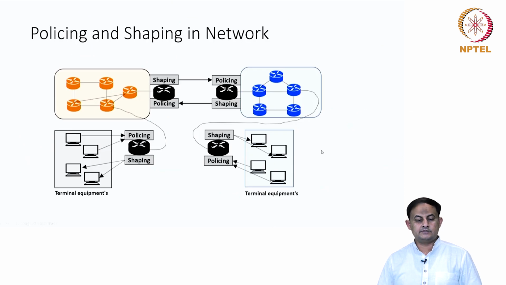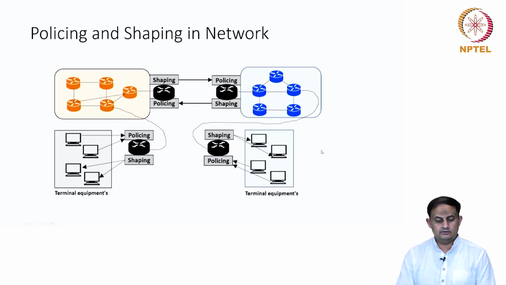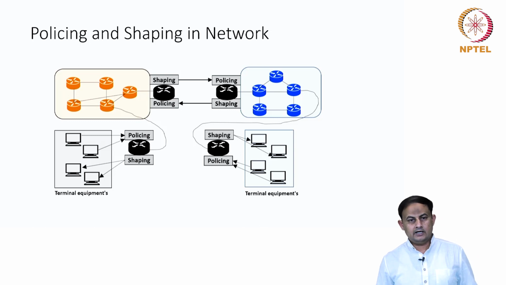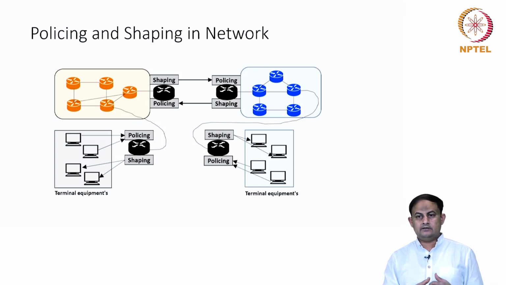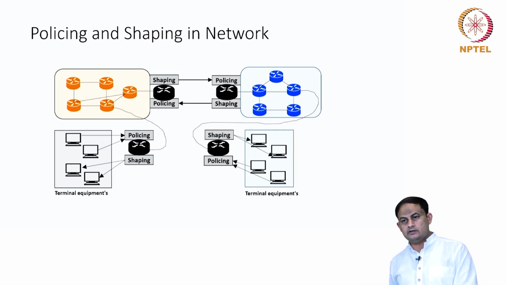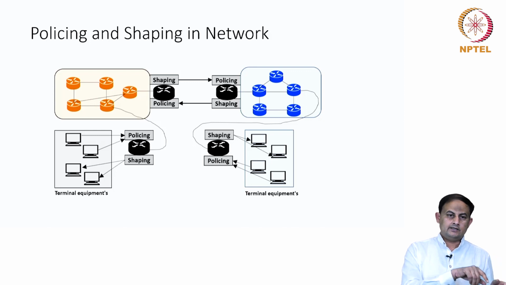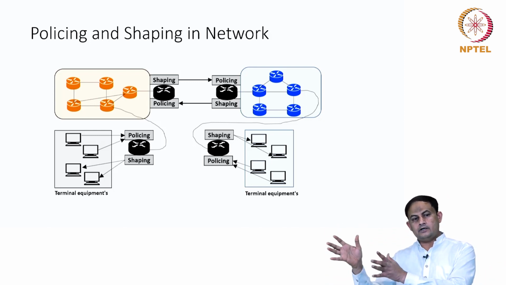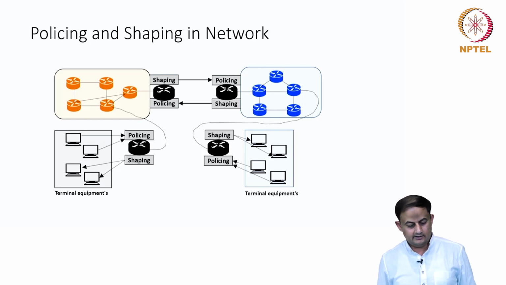So, here is a picture which is showing where exactly in the network the policing and shaping actions are taking place. As I said, every time a router receives traffic from either the end user or the network, the policing action is required, and every time a router is sending traffic to some other network, shaping is required.